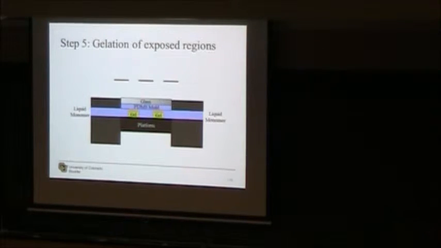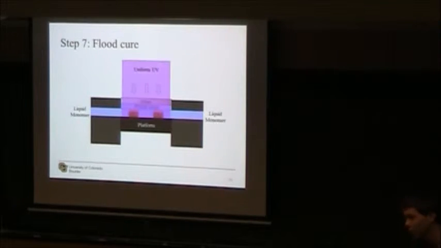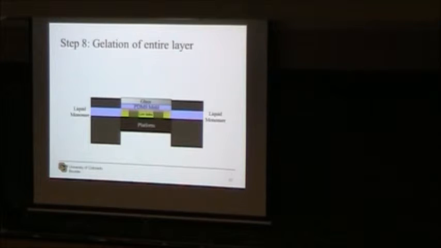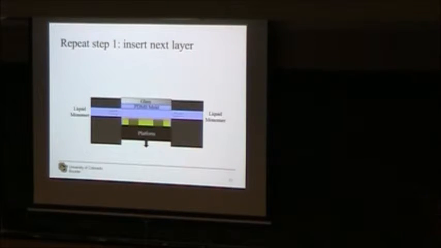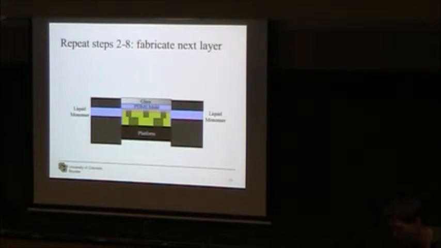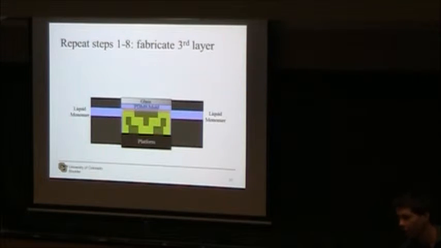But after we've gelled those areas we've exposed, we get diffusion of high index monomer into those regions. This is going to increase the index and density. We then come in with a flood cure. This is going to freeze those high index regions in place, as well as desensitize that material. We would then repeat this step one, inserting the next layer by moving the platform down, and repeating those steps to fabricate the next layer, building up our three-dimensional volumes layer by layer.